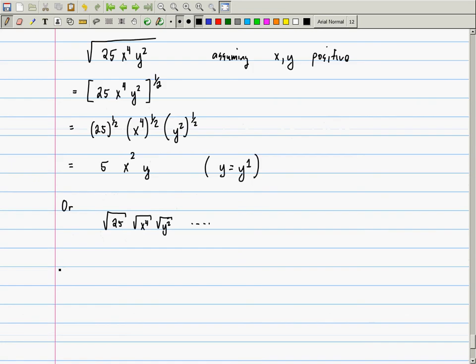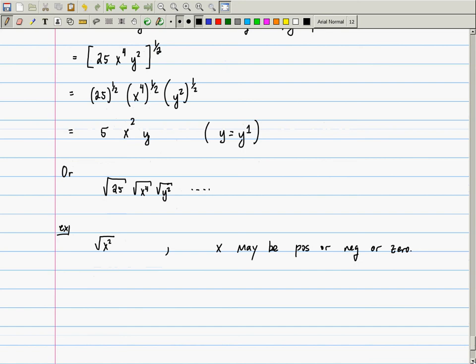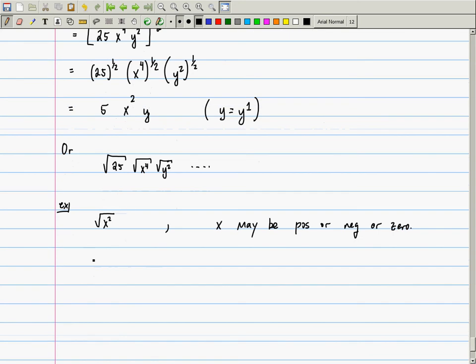Okay, now I have a slightly different question. What about this expression, the square root? Let's make it as simple as possible. The square root of x squared, when x may be positive or negative or 0. This may be slightly surprising to you. So what is it? The square root of x squared is what? It's not x, it's not 1.